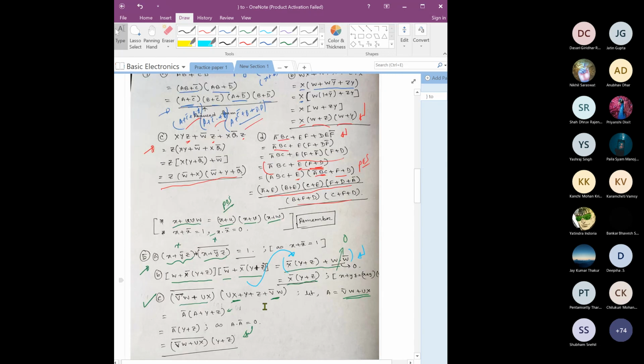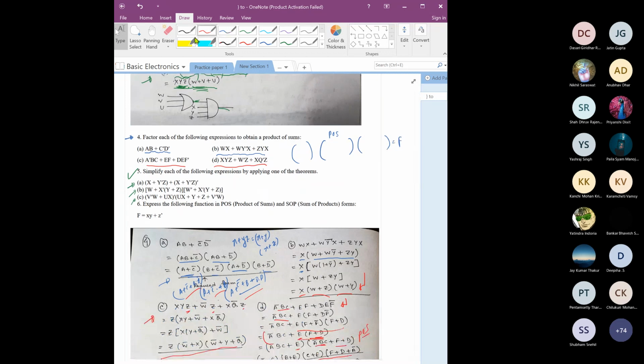But could you please check, can we further simplify this? Sir, all the variables are different. Right, so we cannot simplify it, right? Yes, sir.